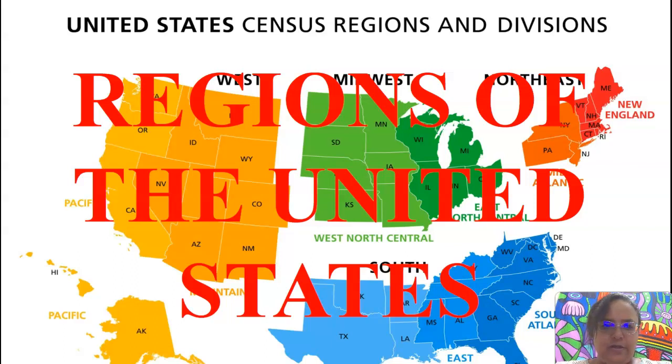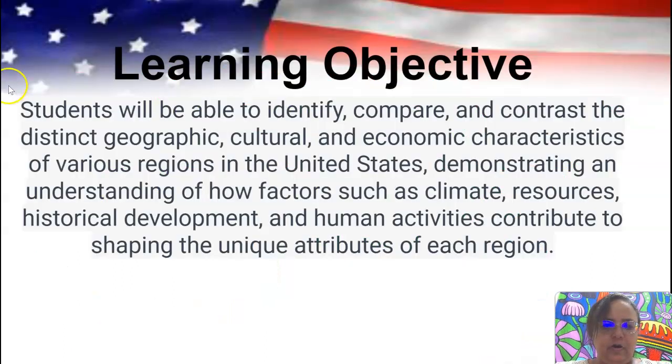Regions of the United States. Learning objective. Students will be able to identify, compare, and contrast the distinct geographic, cultural, and economic characteristics of various regions in the United States, demonstrating an understanding of how factors such as climate, resources, historical development, and human activities contribute to shaping the unique attributes of each region.